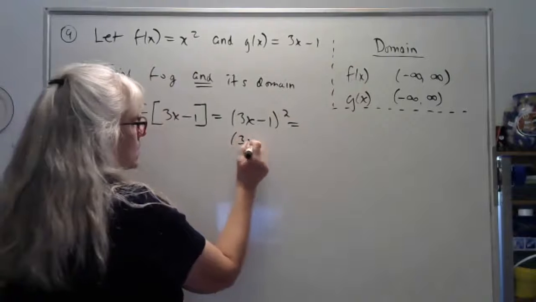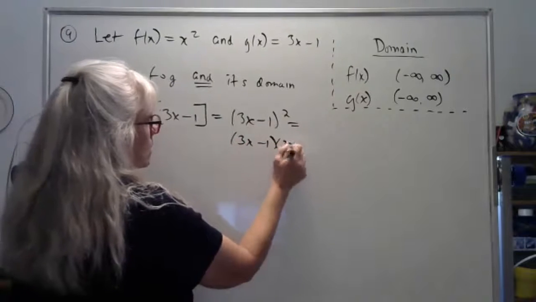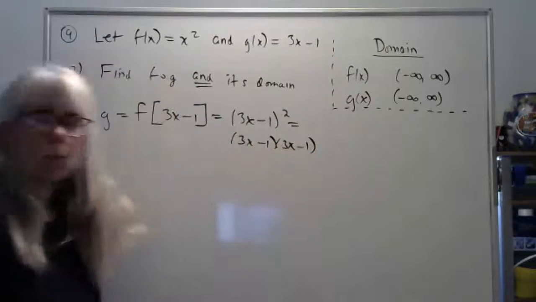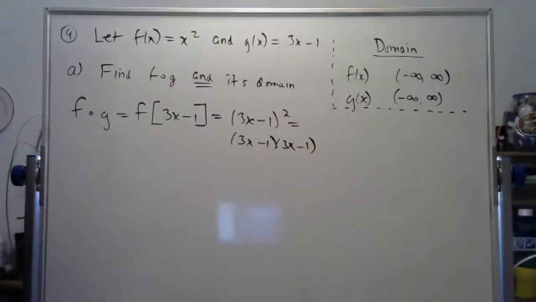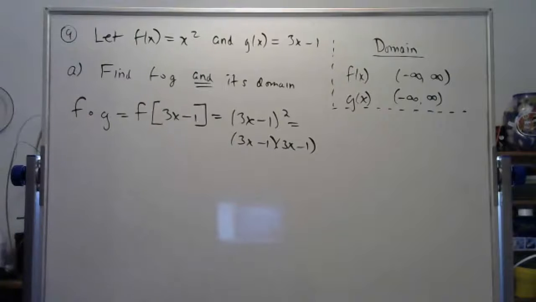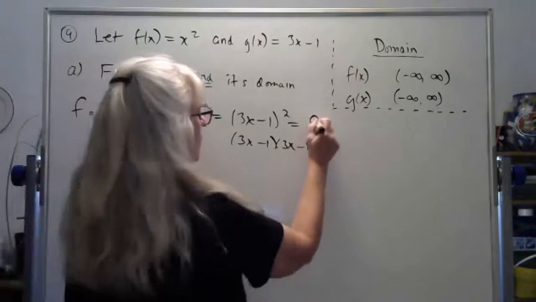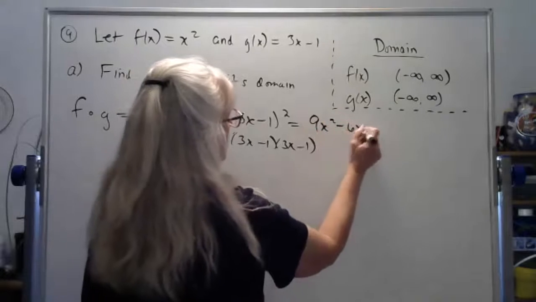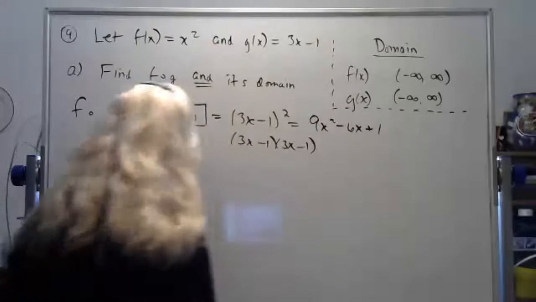So that's 3x minus 1 times 3x minus 1. Okay, go FOIL that for me and then give me the final answer. So take a second, FOIL it out, tell me what you get. Nine x squared minus 6x plus 1. Beautiful. Fantastic. Yay! Good job.